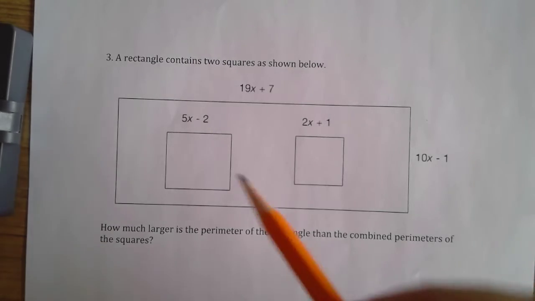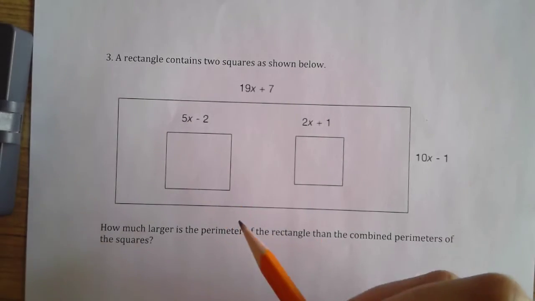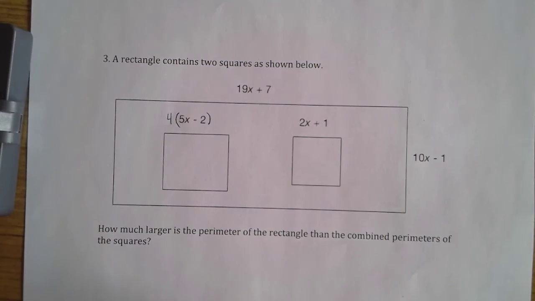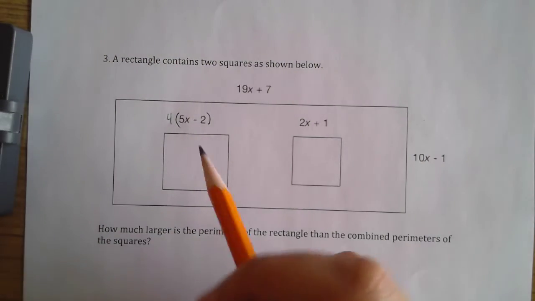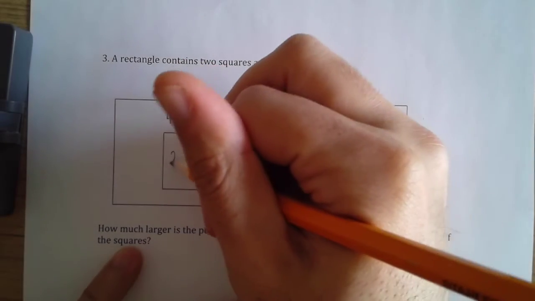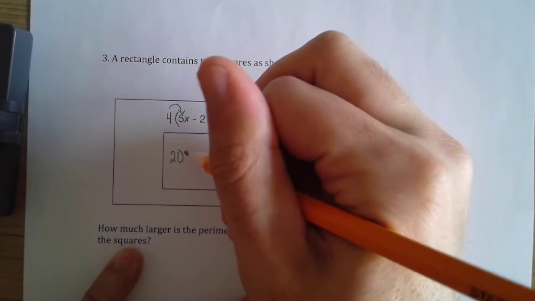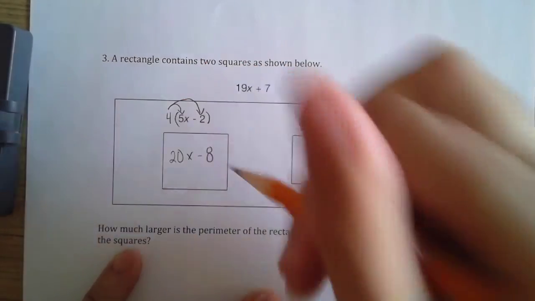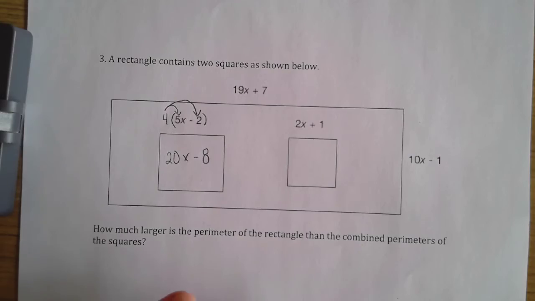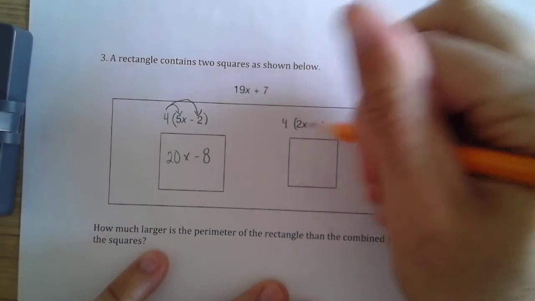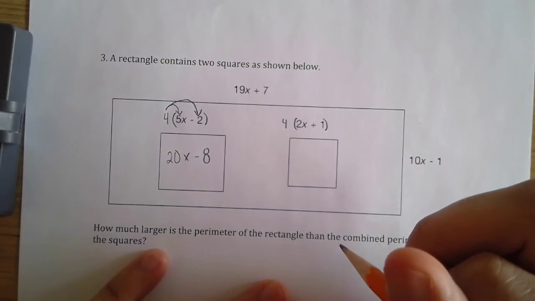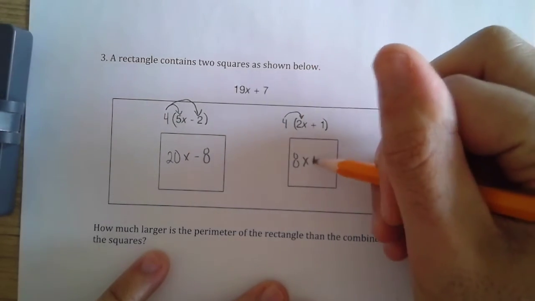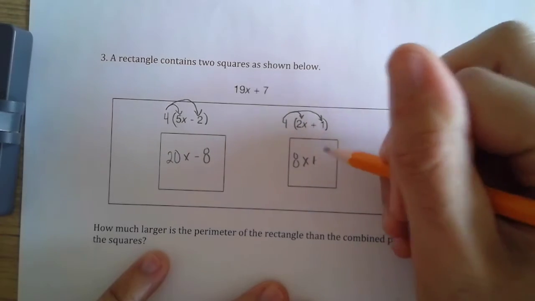Now, luckily we know that squares all have the same side lengths. So I really have four side lengths that are all 5x minus 2. That means that the perimeter of this larger square over here would be 20x once I distribute this 4, minus 4 times 2, which is 8. So my perimeter for my larger square is 20x minus 8. Over here I need to do the same thing because I have 4 sides that are 2x plus 1. 4 times 2x is equal to 8x plus 4 times 1, which is equal to 4.